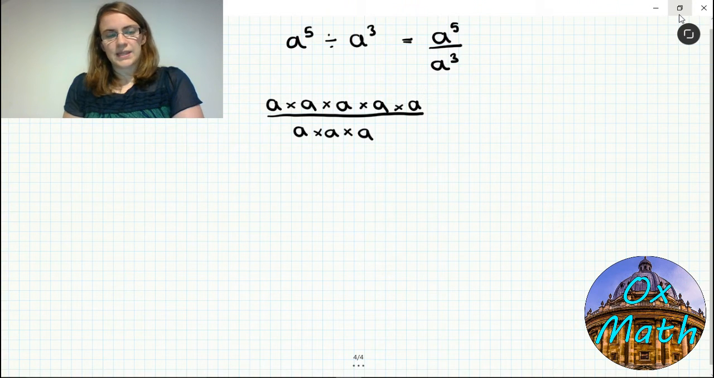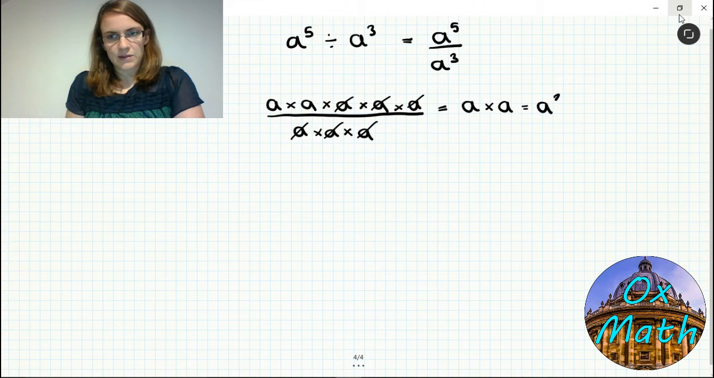Now, to understand this bit, you need to understand equivalent fractions, but as long as you do the same to the top and the bottom, then it is still an equivalent fraction. If you don't understand that, then watch my video on fractions, but we can actually cancel down 3 of the a's on the top with 3 of the a's on the bottom, because remember, a times a is the inverse to a divide by a, so a divide by a cancels out a times a. So 3 of the a's on the bottom cancel out 3 of the a's on the top, and you are left with just a times a, which is a squared.